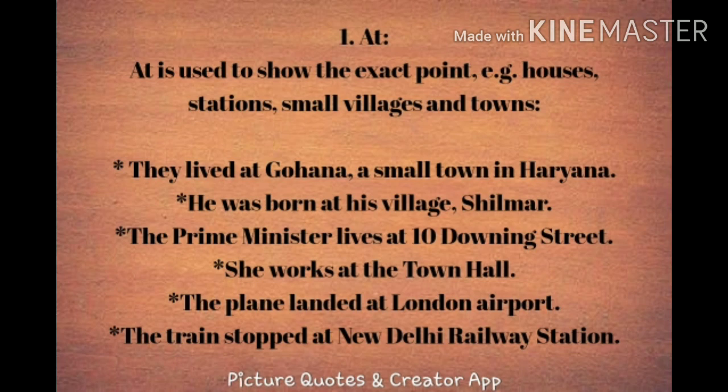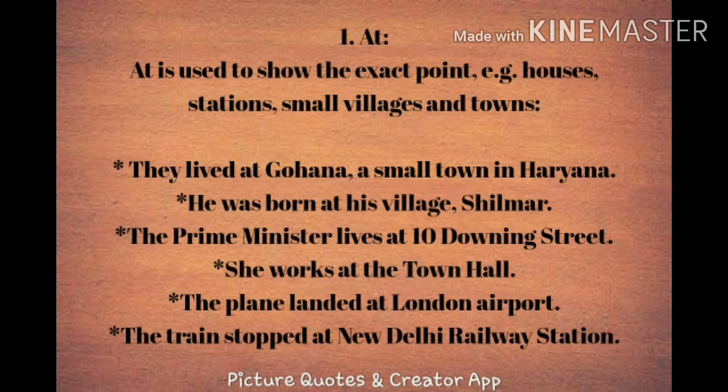The first one is at. We have already learned the use of at in front of time, words that indicate time. Here, the use of at in front of places. Let's see. At is used to show the exact point, for example, houses, stations, small villages, and towns. Let's see a few examples to understand the usage of at better.